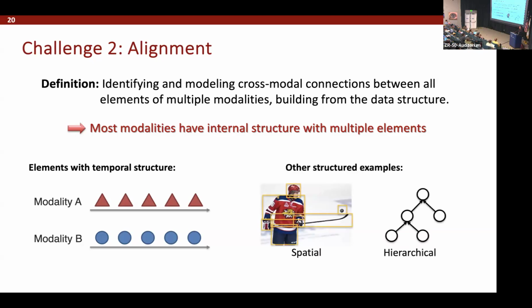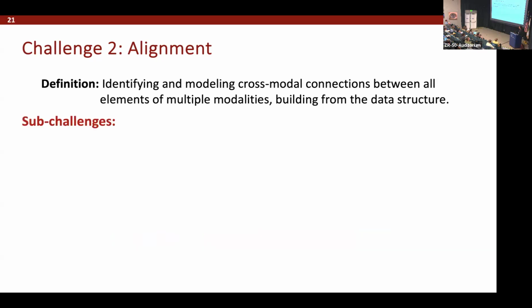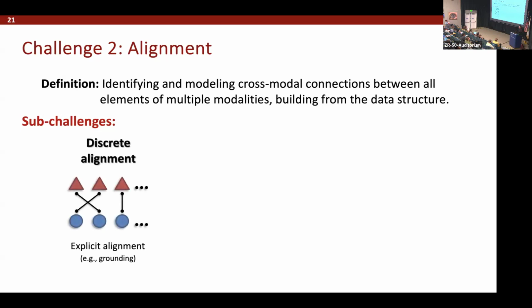So of course, most of these elements follow some structure. This structure could be spatial in the examples of images, and it could be hierarchical in the case of graphs or other data forms. So 3 challenges in alignment. Again, one challenge is this idea of discrete alignment.